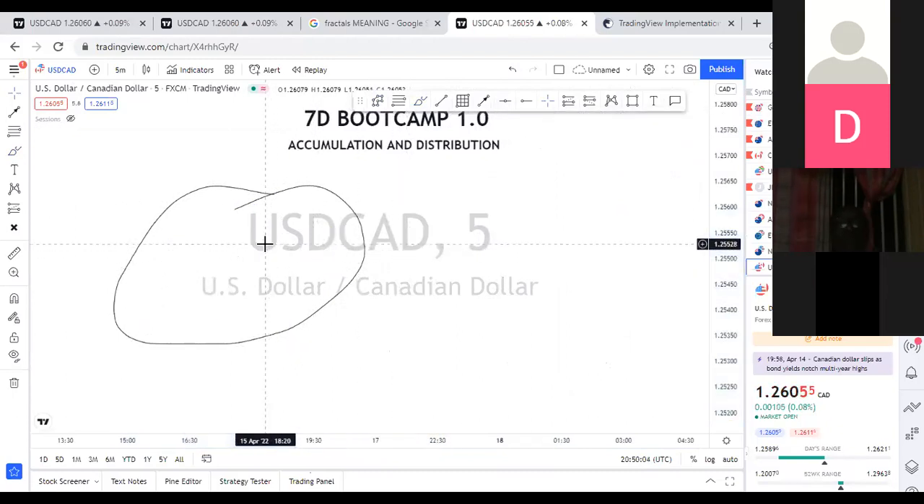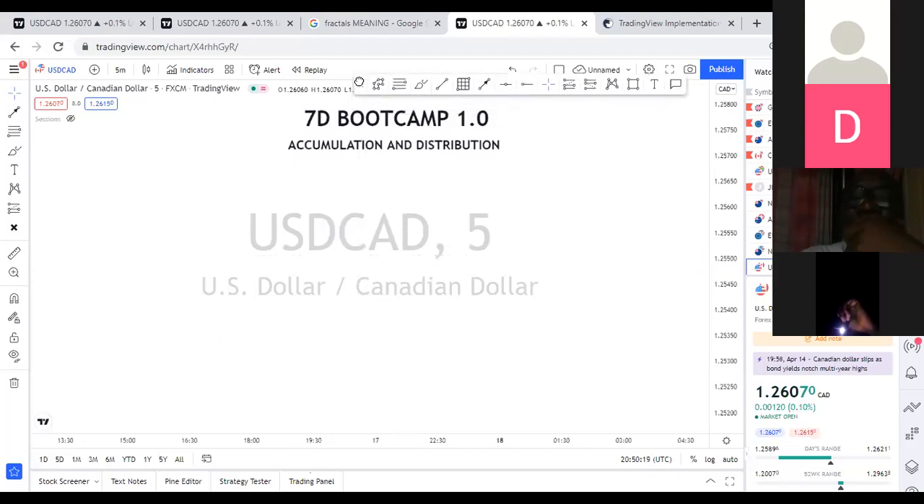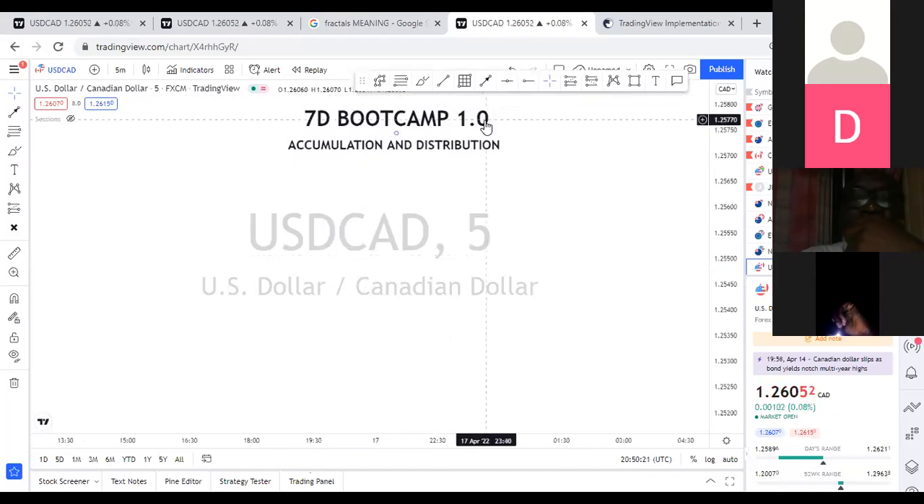Okay, so now let's go in deeper. All right. Has anybody ever heard of the saying price is fractal? You've probably heard price is fractal. Drop a 111 if you have heard it before. Price is fractal. Have you heard of it?